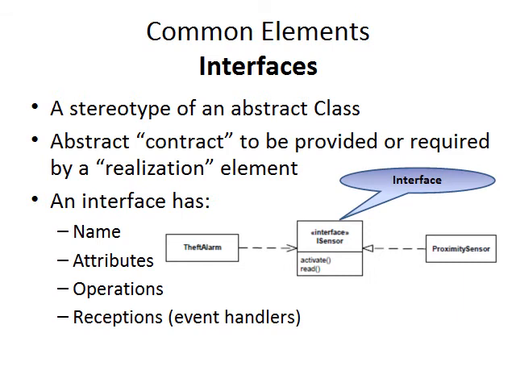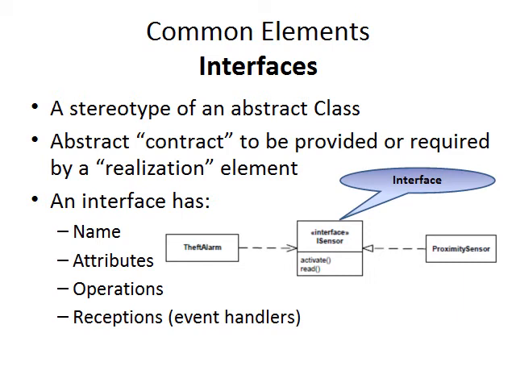An interface is a stereotype of an abstract class. And again, interfaces can be represented in different ways. This is the first method of presentation. An interface is basically an abstract contract which is provided or required. And those are terms that are used in UML by a realization element.